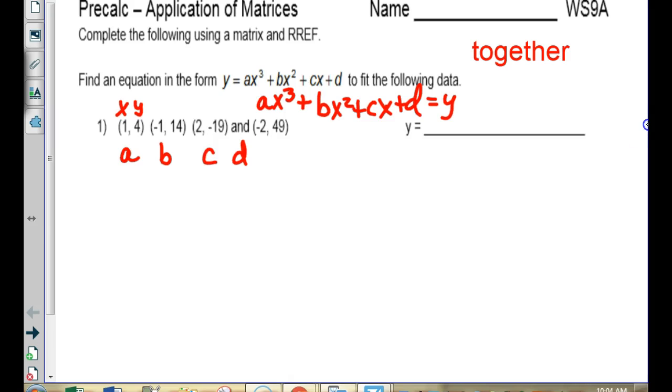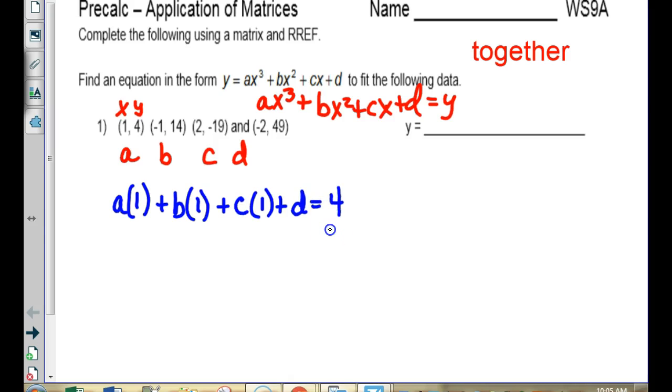All right, here we go. Ready to try this? Put in a 1 for X, and I will have A times 1 cubed, which is just what? 1. Plus B, X squared. Well, I'm still using this guy, so 1 squared is 1. Plus C times X, which is 1, plus D, which doesn't get anything, equals Y, which was 4. Okay, this is very confusing. It's hard for me even to think about it too, but we're putting these in for X and Y. We're always going to have an A, B, C, D.